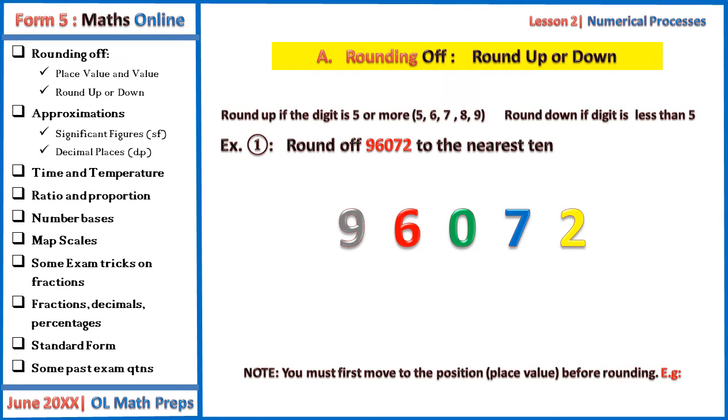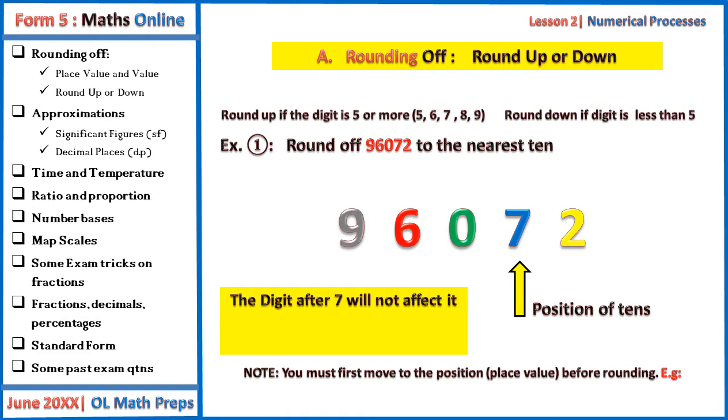For example, round off 96,072 to the nearest 10. So the first thing I'll do is to identify the position of the 10, like tens and units. The position of 10 is occupied by 7. Now I ask myself this question, is the 2 after it going to affect it? The answer is no, because when it is less than 5, we round down. So the digit after the 7 will not affect it, so the 7 remains the same, and we replace the digit after 7 by 0, as you can see.